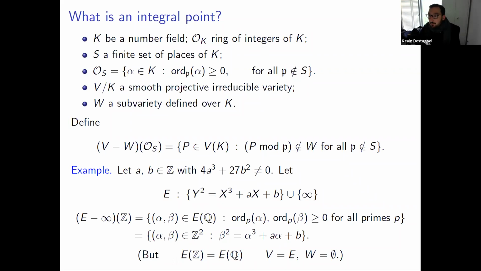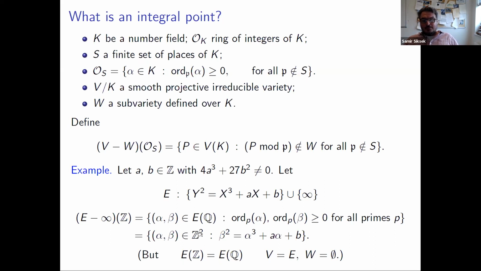There is a question in the chat. Alex, maybe you want to ask the question. So, Samir, you're thinking of V as a scheme over O_K, or at least O_S? Yeah, exactly. I'm just ignoring some subtleties here, but of course, maybe just think of V as being defined by a set of equations where the coefficients are in the ring of integers of K. Thanks, Alex.